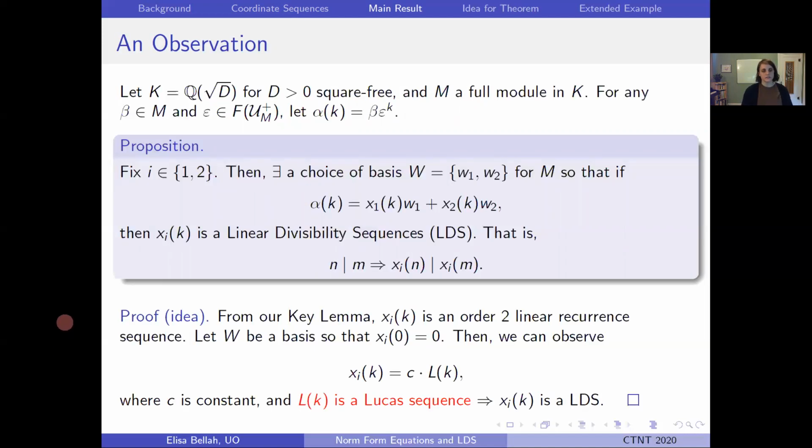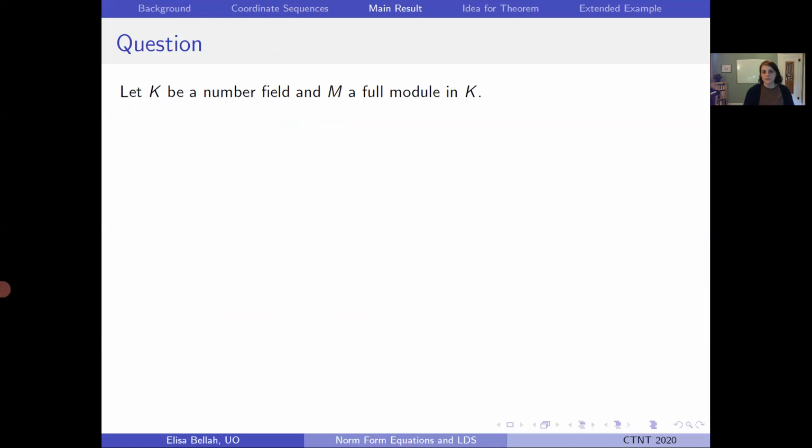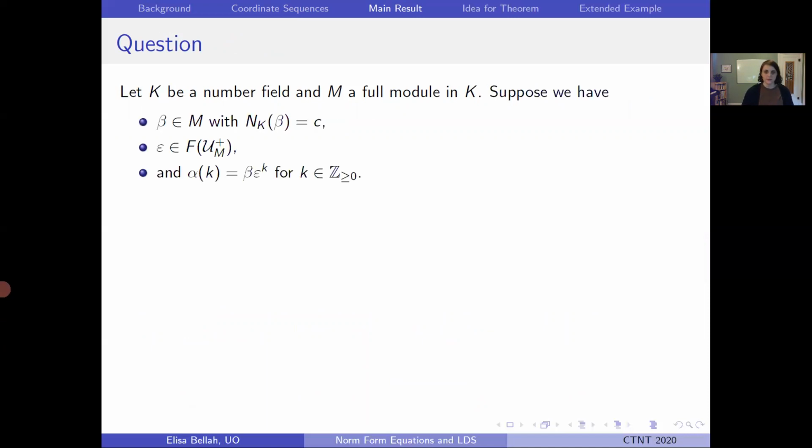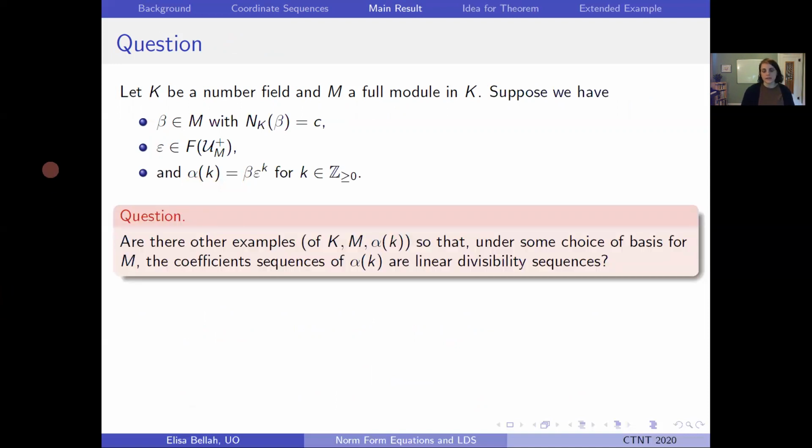Okay, so this leads me to a question. Does this happen in other cases? Or is this really special about the fact that I just happen to end up with an order 2 recurrence and those all happen to be Lucas sequences? So more precisely, if I have a number field k and a full module in that number field, suppose that we have the usual players. So suppose I have some element in my module with the norm that I want, a unit in the free part of the positive unit group, and I create these solution sequences in the same way as before. My question is, are there other examples so that under some choice of basis for my module, the coefficient sequences of alpha k are linear divisibility sequences?